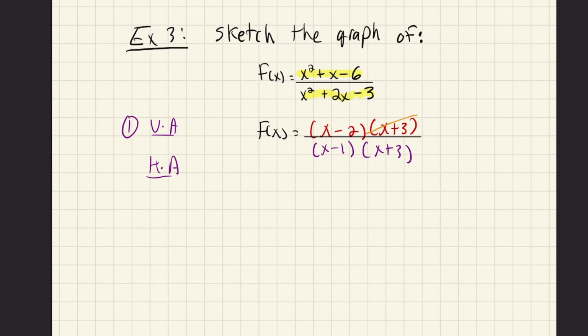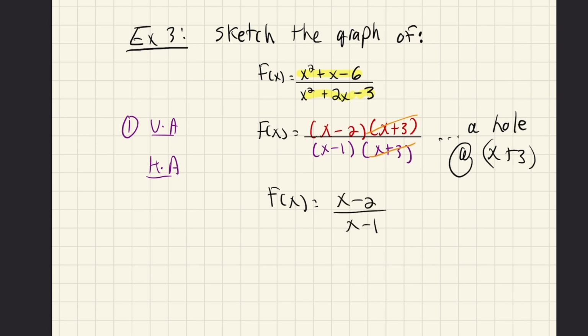We can see that the x plus 3's cancel out, and that's significant because if we go back to the last video on discontinuities, whatever cancels from the numerator and the denominator tells us that there's a hole or a point of discontinuity at x plus 3. So the real function that we're actually working with is x minus 2 over x minus 1.